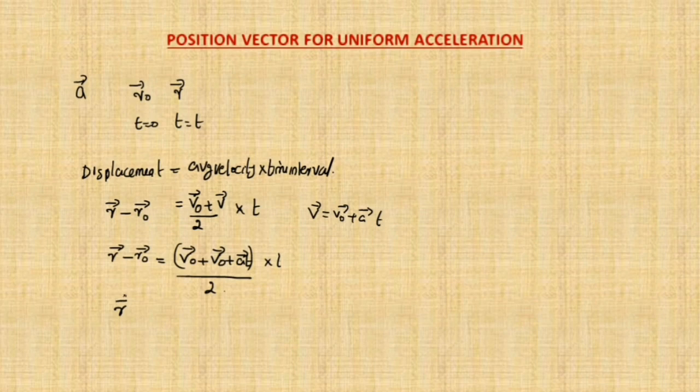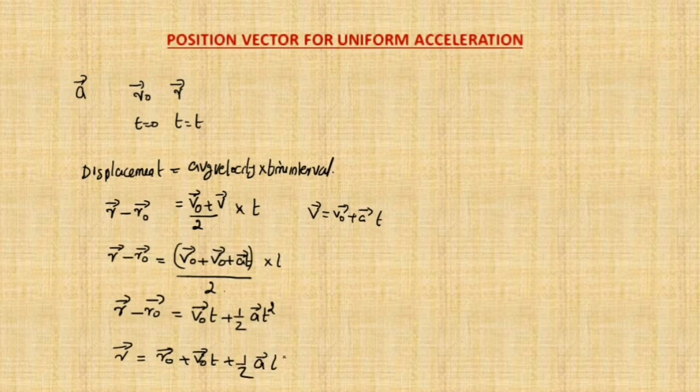So what does the equation become? R vector minus r0 vector is equal to, you see, v0 plus v0 becomes 2v0, divided by 2, into t. If you rearrange, we can write v0 into t plus the remaining term, a t into t divided by 2, that is half into a vector into t square. So the final position vector is r vector equal to r0 vector plus v0 vector into t plus half into a vector into t square.